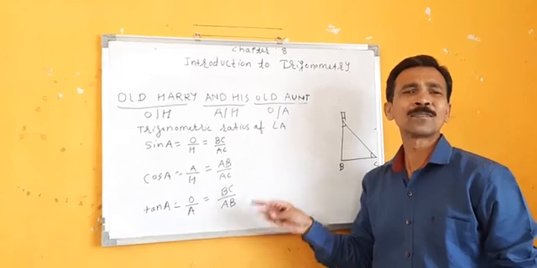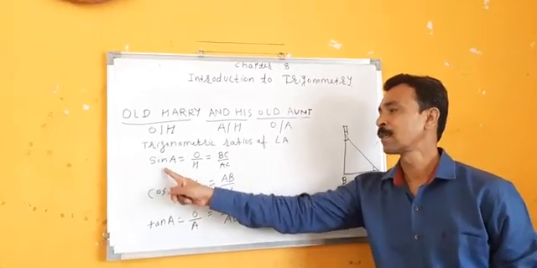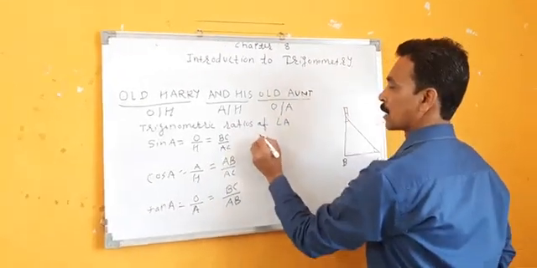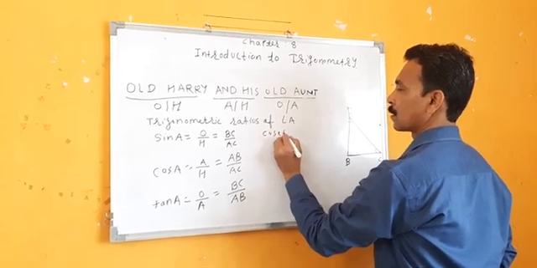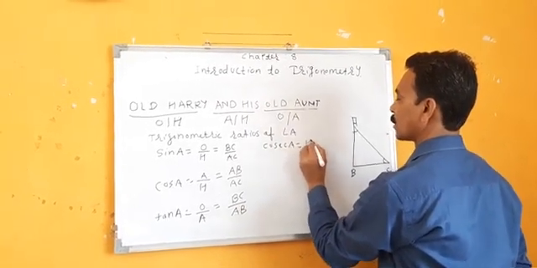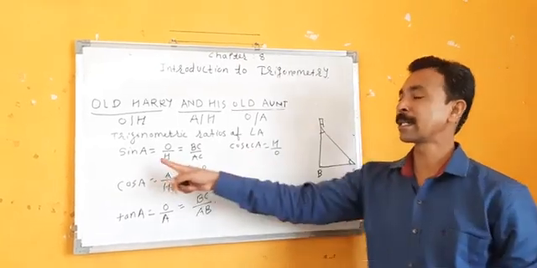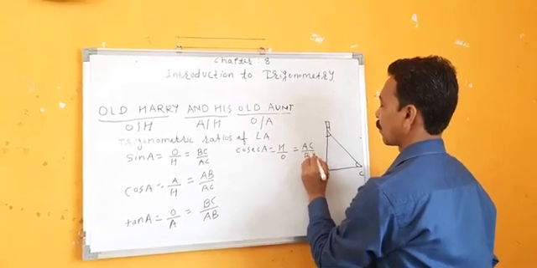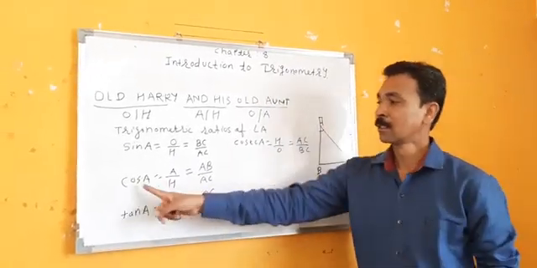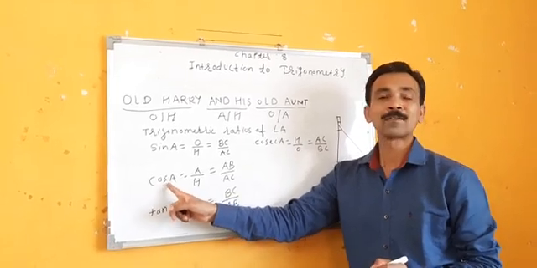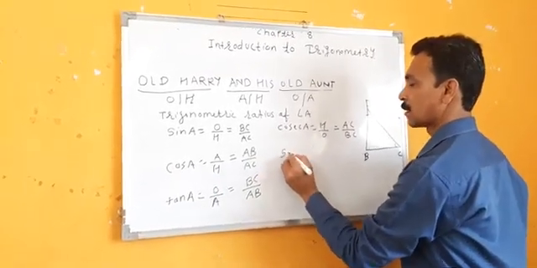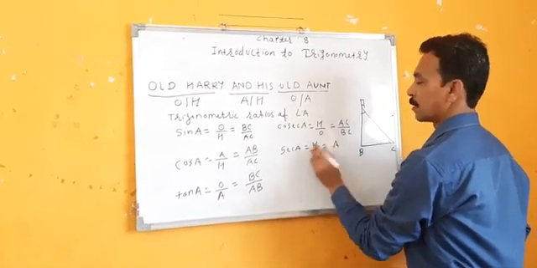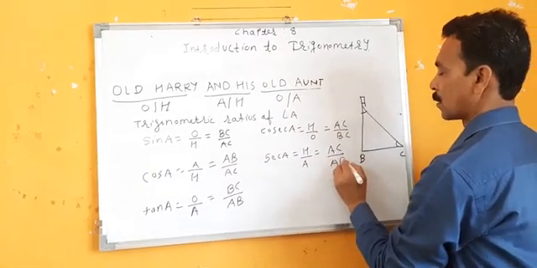We have to find the first three only. The 4th, 5th and 6th are the reciprocals of sine, cos and tan. So we don't have to think a lot for the remaining three. What is the reciprocal of sine? Cosec. Cosec A is equal to H by O, because cosec is the reciprocal of sine. So it becomes AC upon BC. In the 5th position, you have to take the reciprocal of cos A. That is sec A. Sec A is equal to H by A, which is equal to AC upon AB.